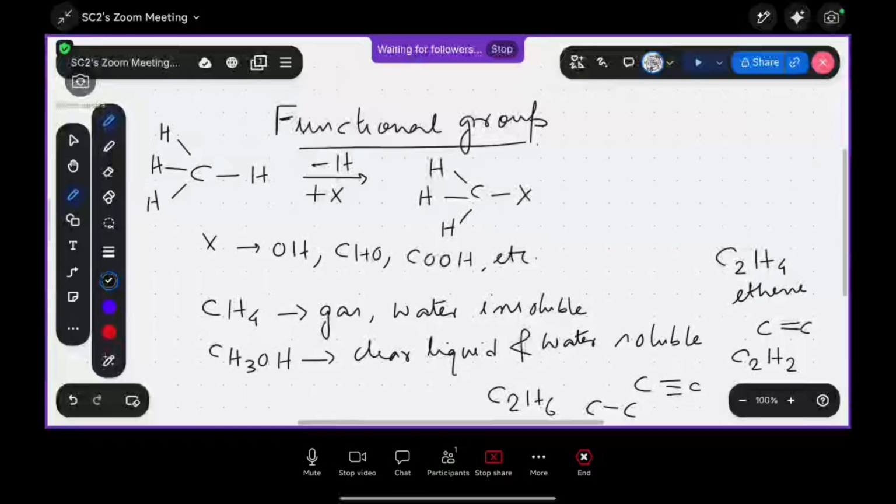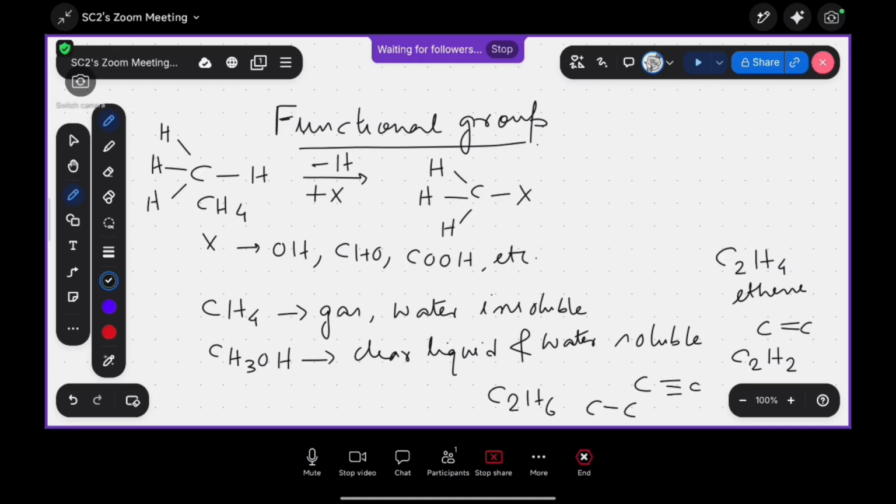So what are functional groups? Functional groups are some heteroatoms or other groups or atoms which replace a hydrogen atom of a hydrocarbon. For example, see what I have shown you here. It is not a reaction, it is just a general representation. This is methane, CH4, in which the carbon atom is bonded to 4 hydrogen atoms.